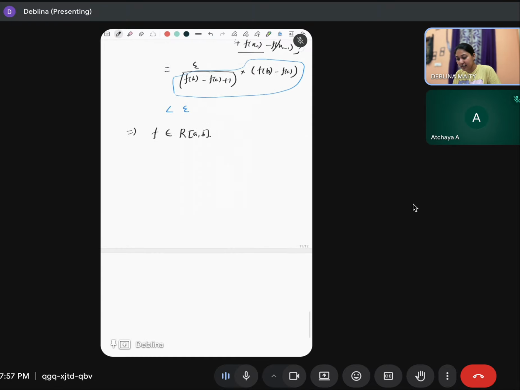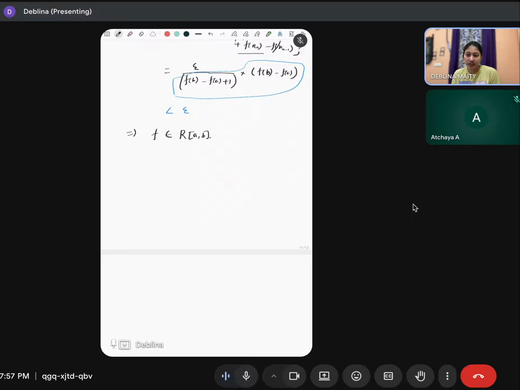Now we'll prove that if f is a continuous function, then also f is Riemann integrable. So this is our next theorem.